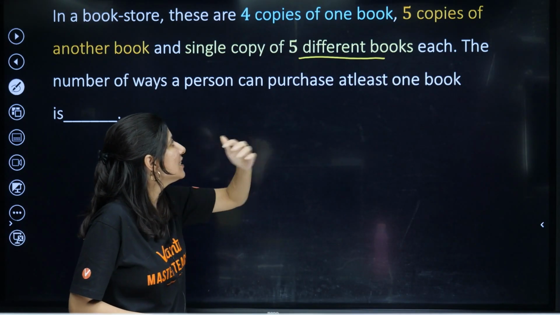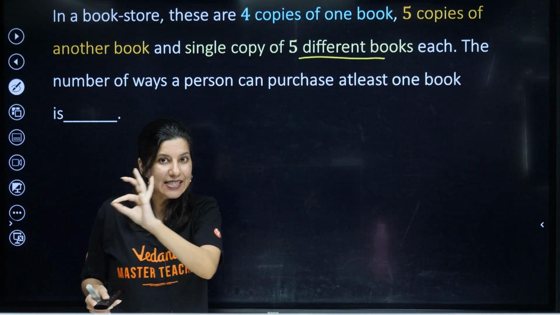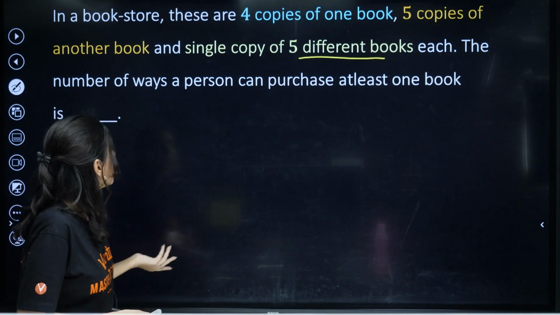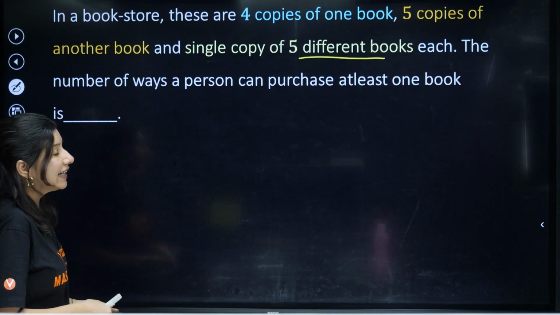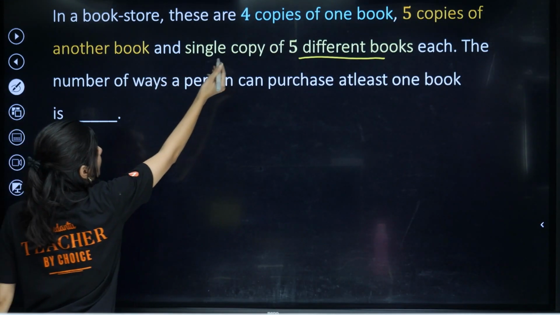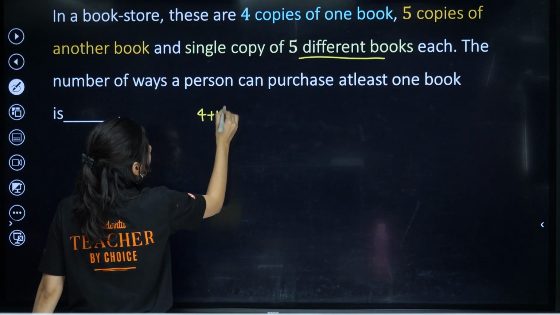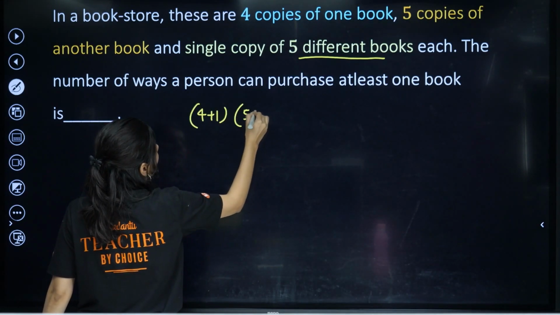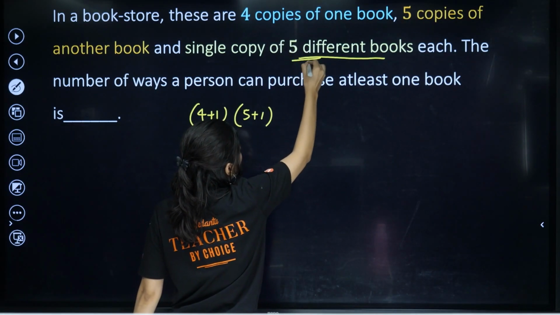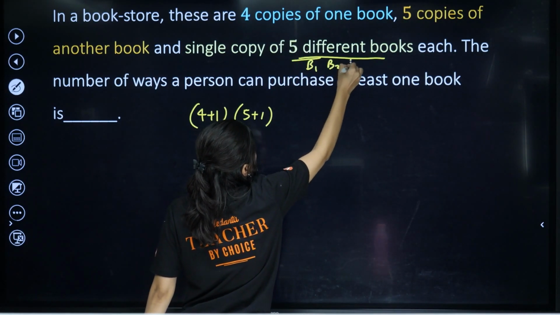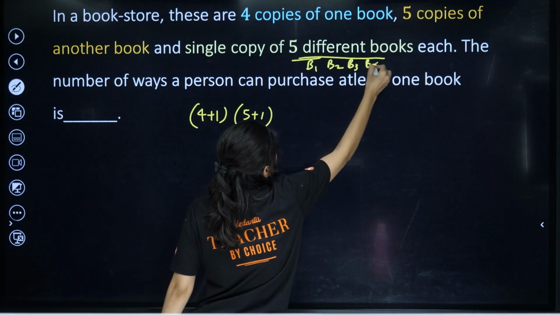So that means these 5 books are having only a single thing. Now, in how many ways can a person purchase at least one book? At least one. So again 4 plus 1, correct? 5 plus 1, and that's it. Now 5 different books, B1, B2, B3, B4, B5.